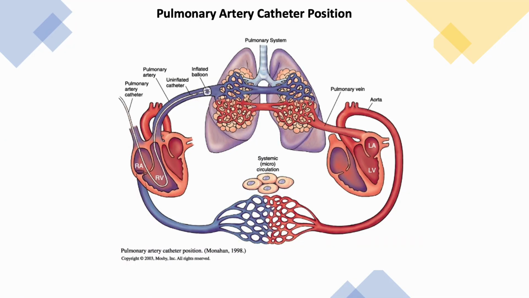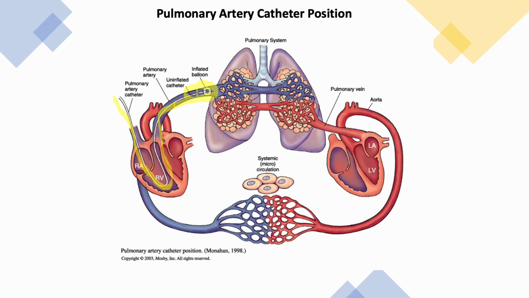A pulmonary artery catheter, also known as a Swan-Ganz catheter, is positioned through a central vein, usually the internal jugular, and threaded through the right atrium, going through the right ventricle, and into the pulmonary artery. When the catheter reaches the pulmonary artery, the balloon tip is inflated to temporarily occlude the artery.